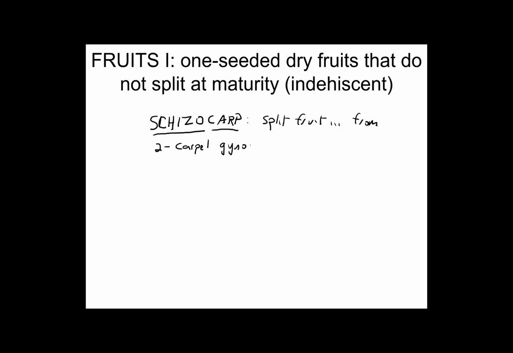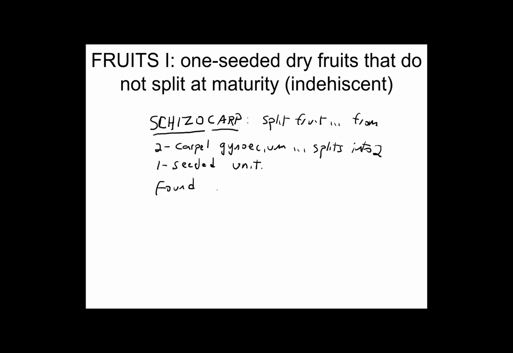And what it does is it splits in maturity. Instead of splitting apart to release the seeds, it splits into one-seeded units. So each one of these one-seeded units would kind of look like an achene. It'd be dry. It'd be indehiscent. Would have one seed inside. It would look like a seed. In fact, they're called seeds. You know, if you said dill seed or fennel seed or anise seed, those three things I mentioned are members of this family.